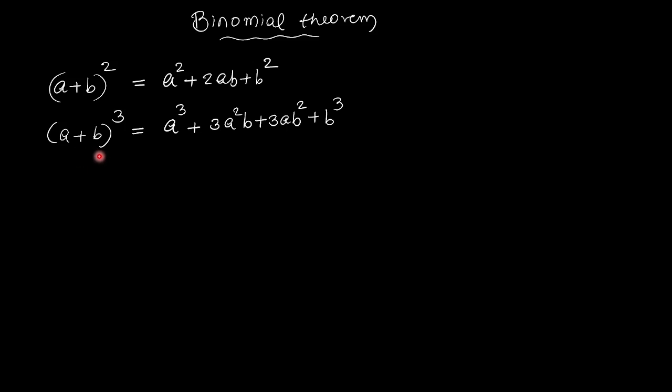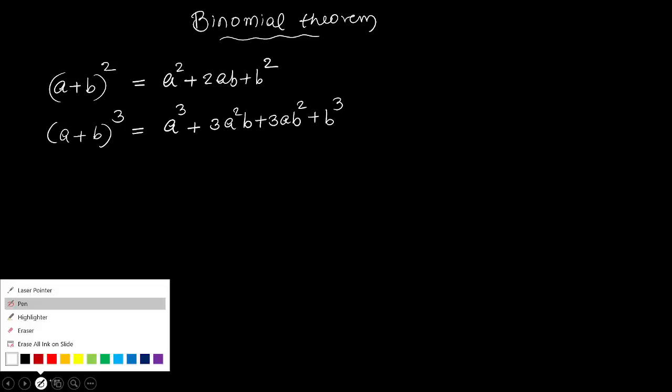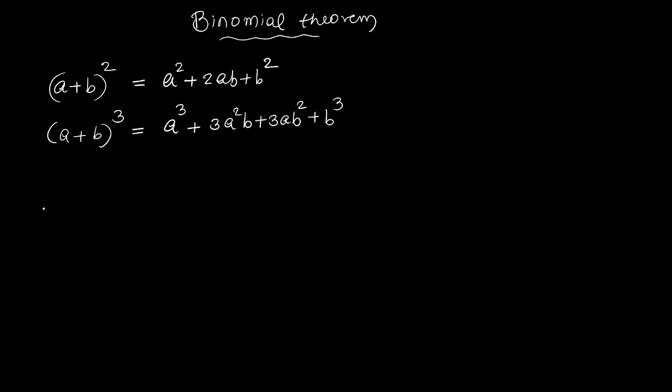But what about the expansion of (a plus b) raised to 4 or (a plus b) raised to 5? We don't know. So this chapter is dealing with the expansion of (a plus b) raised to n, like (a plus b) raised to 4, raised to 5, like that. So we have a formula. Let me write the formula. You just memorize. Proof is not required. Understood? Just memorize the formula.